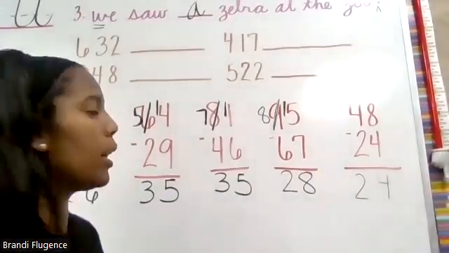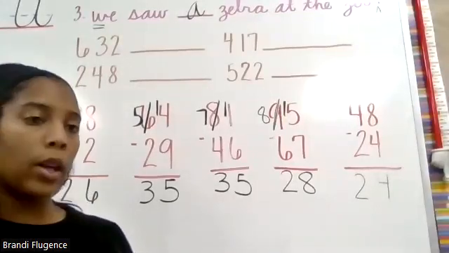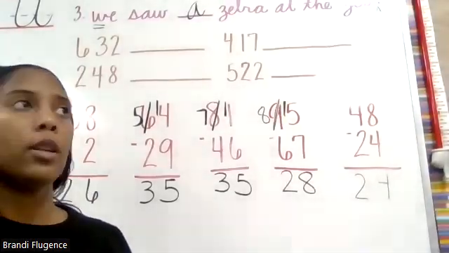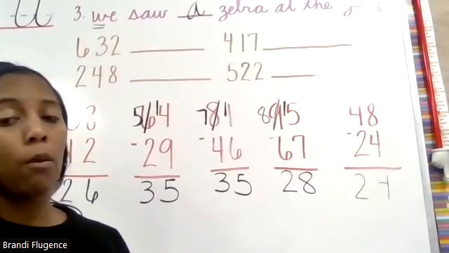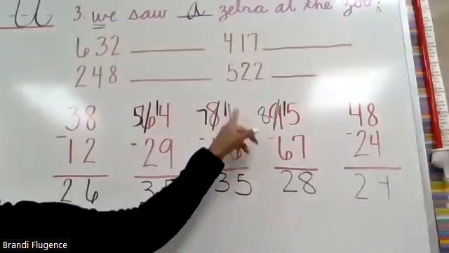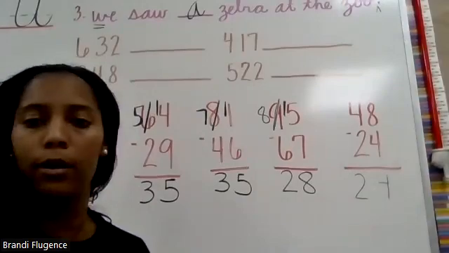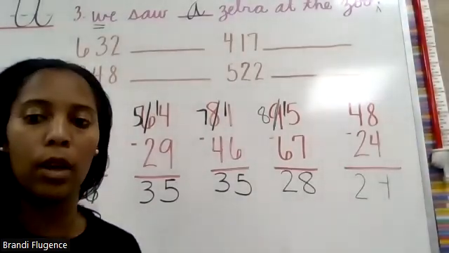All right, awesome. So you'll start to see this in your book real soon. So you have to pay close attention, guys. Remember, I told you if that bottom number is bigger than the top number, you will have to borrow because there's no way to take that many out of that number, okay?